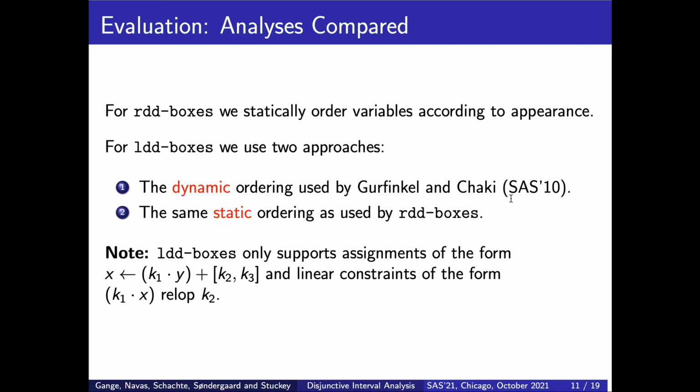So what have we compared? Well, for RDD boxes, we use a static order where we have ordered the variables according to when they appear. And then for LDD boxes, we use two approaches. One is a dynamic ordering approach that was one of the contributions in the Gange, Garfinkel and Schachte paper. And we also try to use the same static ordering as we have used with RDD boxes.